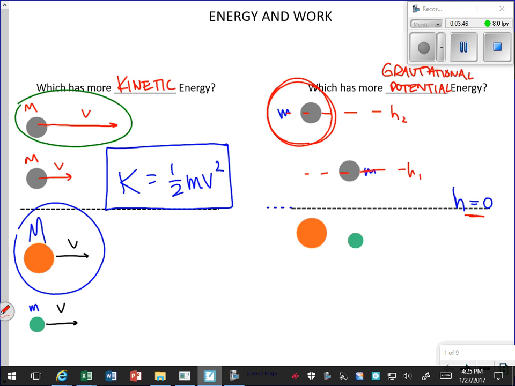So maybe instead of just blindly saying potential energy means stored energy, let's think of gravitational potential energy, U_G, as an energy associated with position. And really importantly, we're going to dwell on this a little more. This object does not have gravitational potential energy. The object-Earth system has gravitational potential energy.